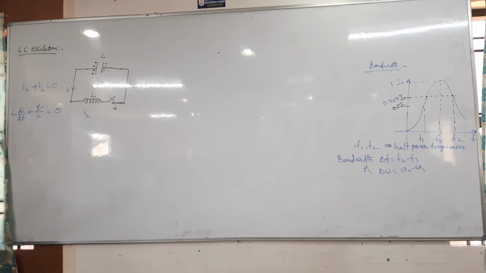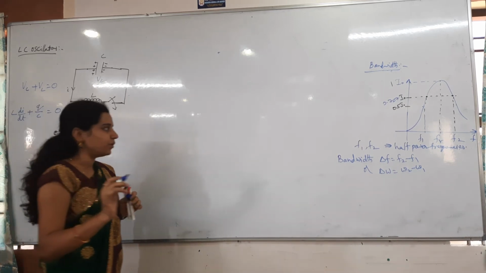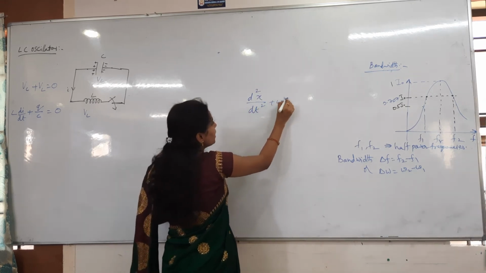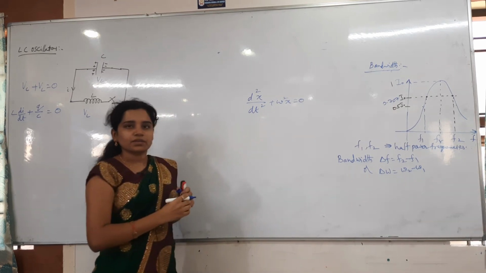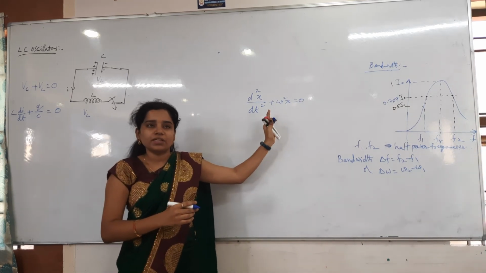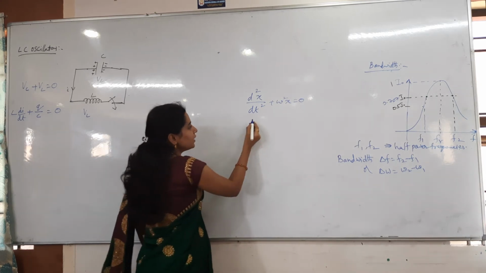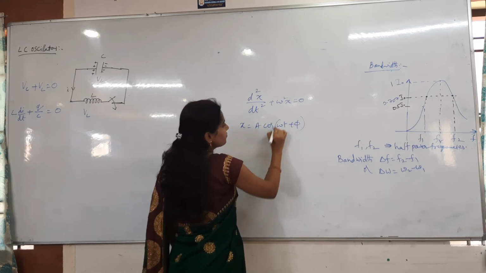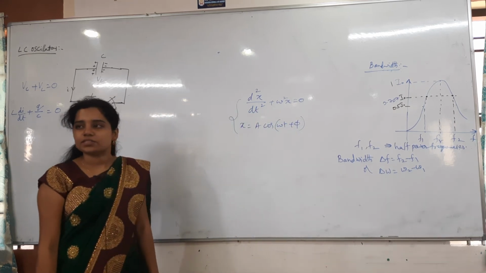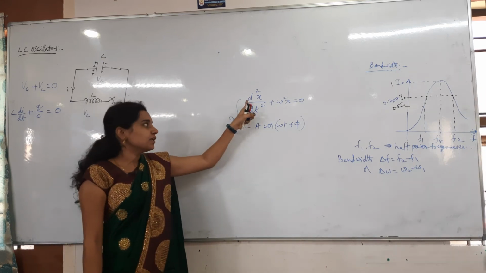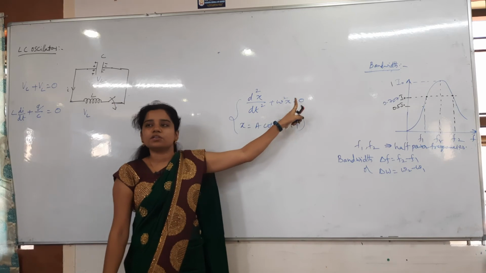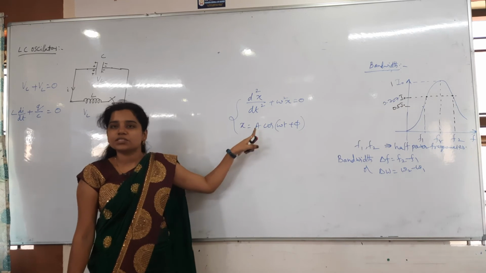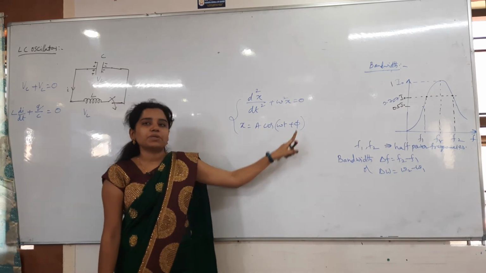One more important equation from oscillations: whenever you see d square x by dt square plus omega square into x is equal to 0, this is the oscillation equation in differential form. The solution of this equation is x is equal to a cos(omega t plus phi). This is the standard equation in SHM. In SHM, the oscillation equation is d square x by dt square plus omega square x equals 0, and its solution is x equals a cos(omega t plus phi).